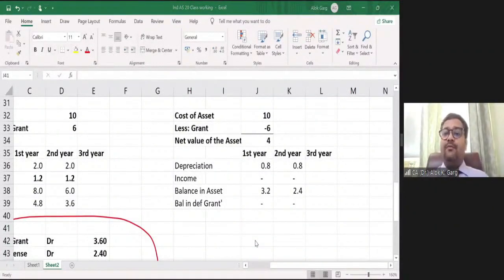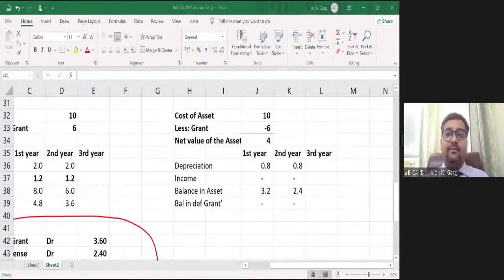if the company is following, first of all, repayment of a grant related to an asset shall be recognized by increasing the carrying value of the asset or reducing the deferred income balance by the amount repayable, as the case may be. And the cumulative additional depreciation that would have been recognized in the P&L to date in the absence of the grant shall be recognized immediately in the P&L.